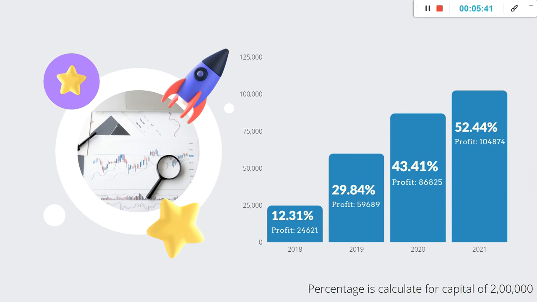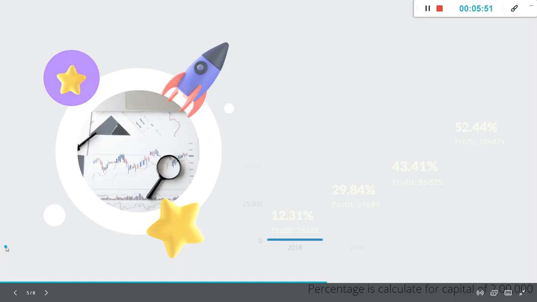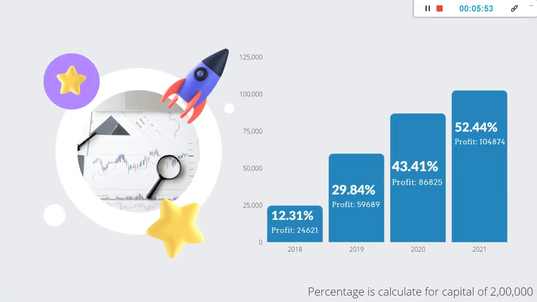So don't calculate the capital on the 60,000, because if you calculate based on the 60,000, damn sure you will see a better return. It is more than 100 percent in 2020, and even in 2021. So don't look at it from that point of view.